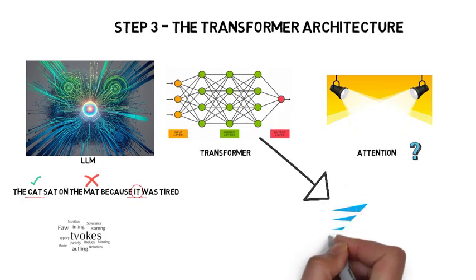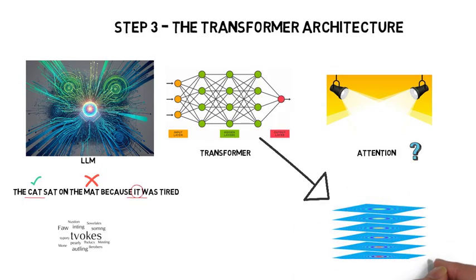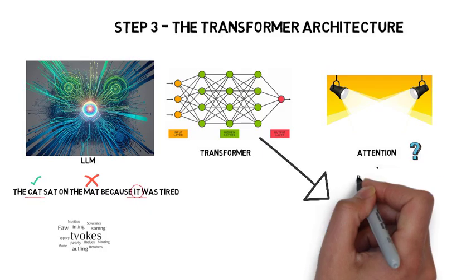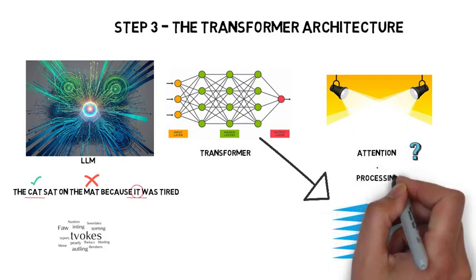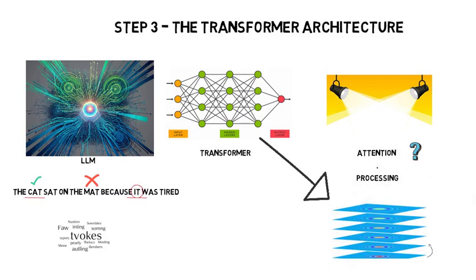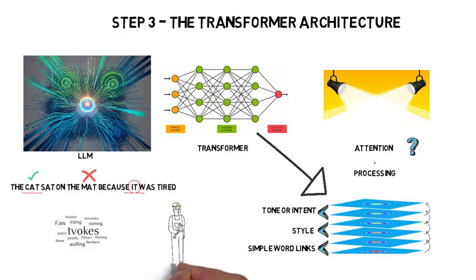But attention isn't used just once. Transformers are built from multiple layers of attention plus processing, stacked on top of each other. Each layer builds on the last, catching more complex relationships and abstract patterns. Think of it like peeling back layers of meaning. The first layer spots simple word links. Later layers grasp style, tone, or even intent. This brings us to the final step of how the training is actually carried out.